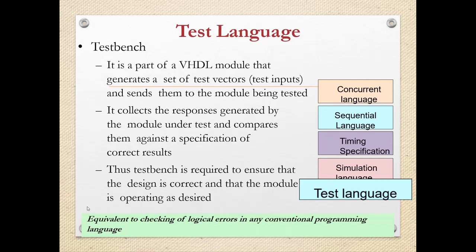So all these five features are available with VHDL. It is a concurrent language, so statements can be executed at once. It is also a sequential language, so as per our requirement, we can give a particular sequence for the statements and then they will be executed one by one. Timing specifications can be provided, which are very important for sequential circuits. It is a simulation language, so we can simulate things, and it is also a test language. We can write a test bench using VHDL and test the circuit.